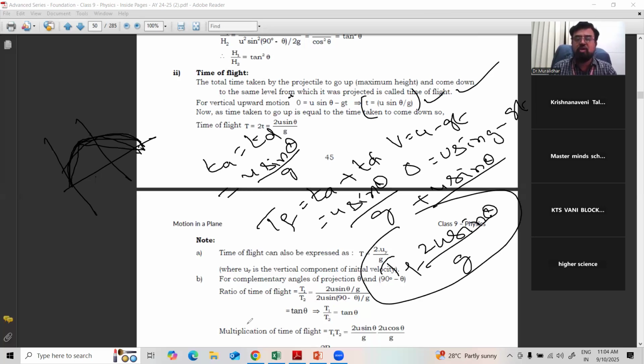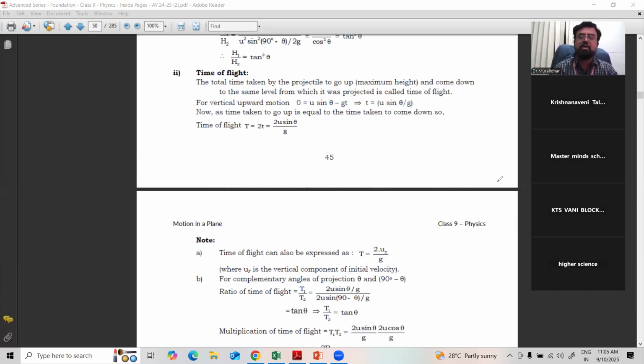Formula for the time of flight, that is the time for which an oblique projected body is in air, means from where you are projecting, it reaches the maximum height, and again comes back. Reaching the maximum height is time of ascent, coming back down is time of descent. Time of ascent plus time of descent is equal to time of flight. So we discussed the formula for maximum height, U squared sin squared theta by 2G, and time of flight, 2U sin theta by G.